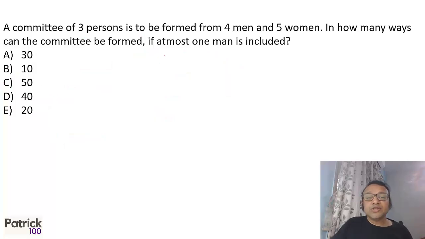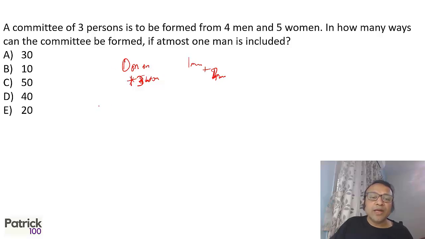A committee of 3 persons is to be formed from 4 men and 5 women. In how many ways can a committee be formed if at most 1 man is included? At most 1 man means you can take either 0 men or 1 man. That means 0 men and 3 women, and 1 man and 2 women.